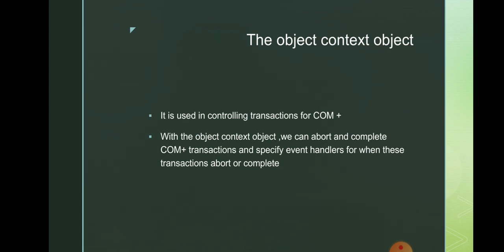Next, the object context object. This is the last object of the ASP.NET intrinsic objects, that is the object context object. It is used to control the transactions for complex component objects. Transactions. What are the transactions of an application? Retrieving data, responding with data. These are all the transactions. There may be an addition, that means submitting, posting data, retrieving data, deleting data, appending data. These are some of the transactions.